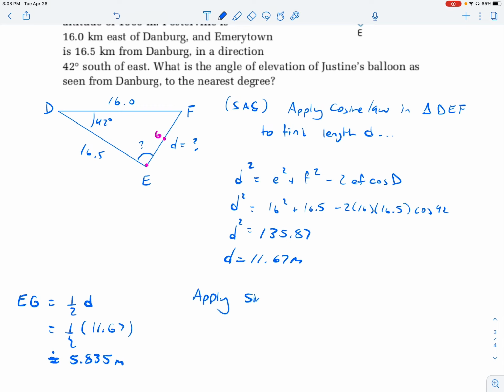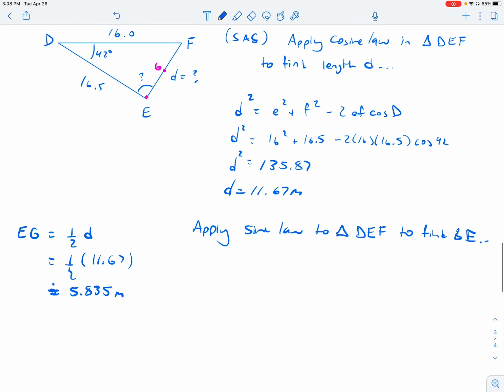So we'll say here, apply sine law to triangle DEF to find angle E. I always write what I'm looking for first. Sine E over E is going to equal sine of D over D. We know this pair, right? That's this angle and this length.